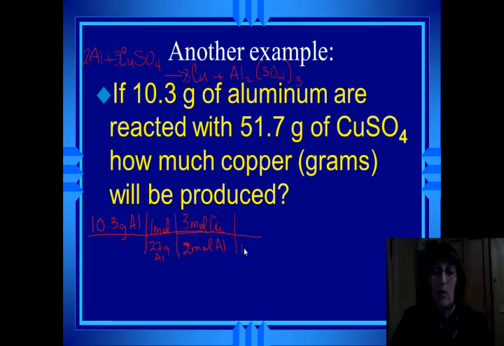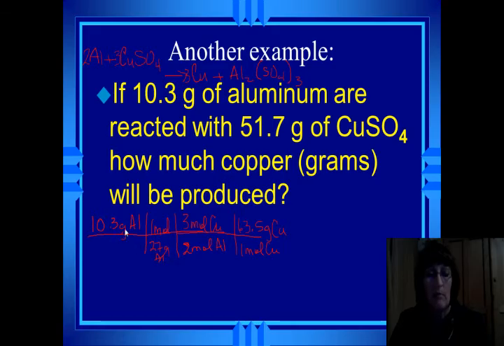So for every 1 mole of copper, write this down if you're not writing it down now. If I can write it down, you can write it down. You've got 1 mole of copper, and the molar mass for copper is 63.5 grams of copper. Let's see what cancels out.